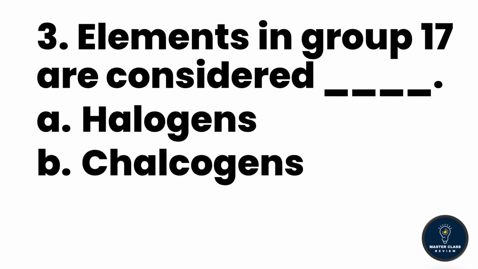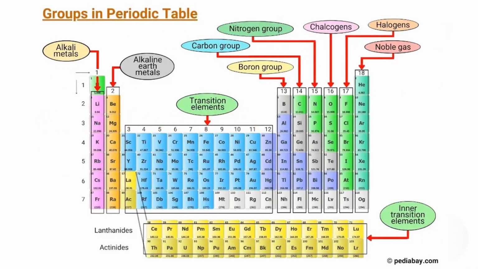Elements in group 17 are considered what? Yup, halogens. The modern periodic table has many groups or families. In total, there are 18 groups in the chart. Group 17 is halogens. As you can see here, halogens are in group 17.